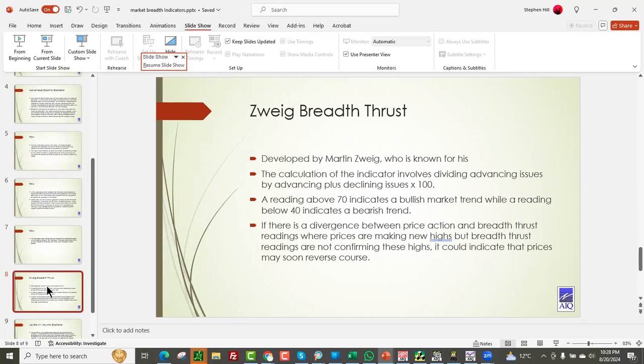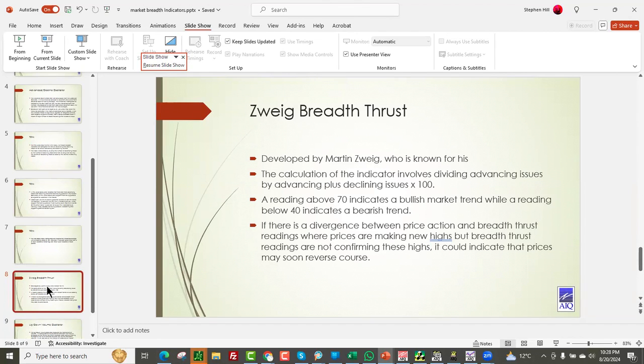And again, this is a divergence between price and breadth thrust readings, where prices are making new highs, but breadth thrust readings are not. It could indicate that prices could reverse, and of course, vice versa. So with this particular indicator, we're going to be looking for that sort of divergence, price new high.